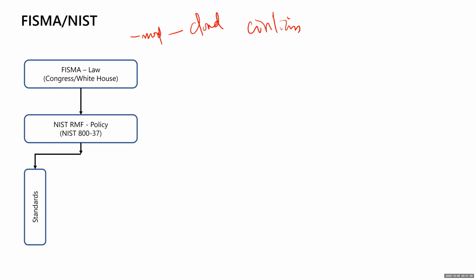But then NIST, which is an organization. NIST is not a control. NIST is an organization, National Institute of Standards and Technology. They were tasked to identify and work on how to implement FISMA, right? They should guide institutions, they should guide agencies on how to implement FISMA.